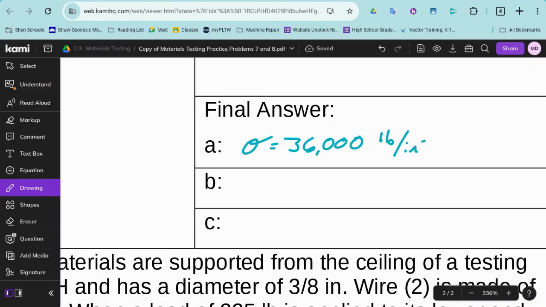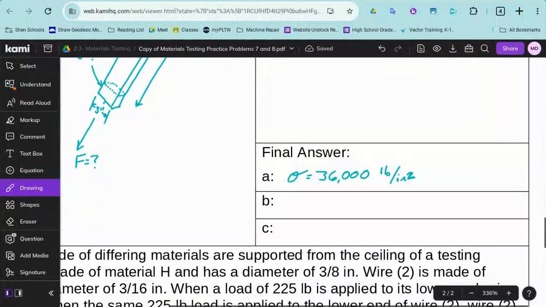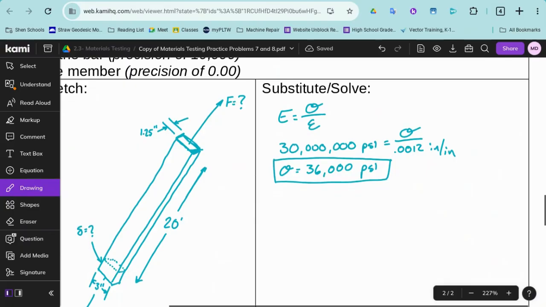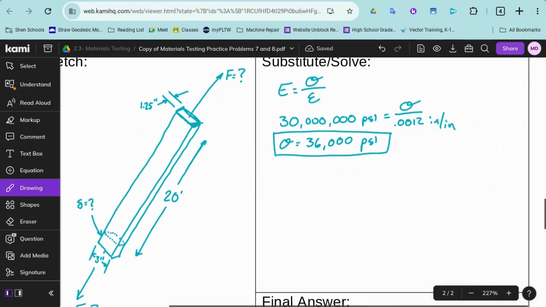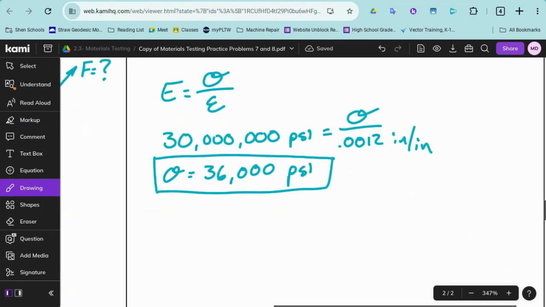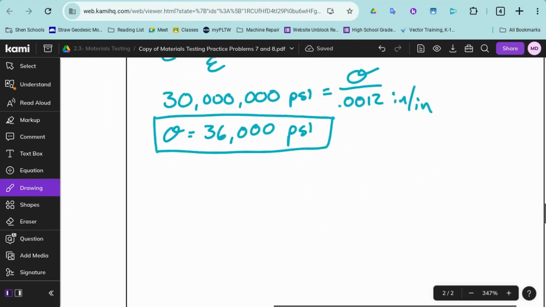pounds per square inch. You'll notice that I'm kind of going back and forth between using PSI and pounds per square inch for this unit. It doesn't really matter which one you use, especially for reporting your answer. The only place that you might find it useful to stick with pounds over square inches is in the math as you're working out what units are canceling.